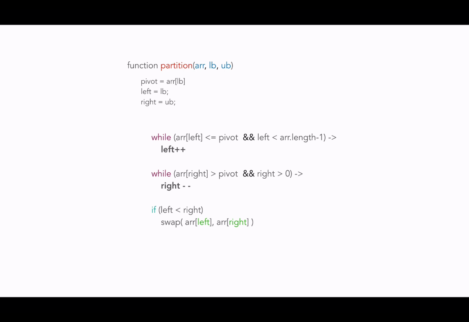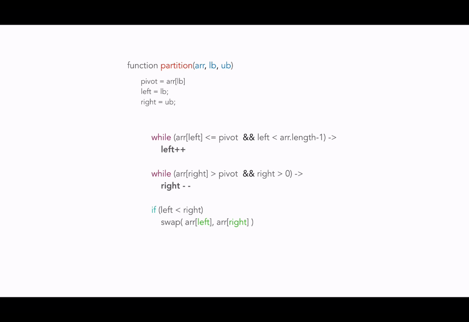So this is the core partitioning logic. The function will have array, lower bound and upper bound as input parameters, and we will always take the first element as the pivot, which is present at the lower bound. Left is the first and right is the last element. Now we will increment the left pointer if the left pointer element is smaller than or equal to the pivot and when left pointer is less than length minus 1, because it shouldn't go out of the array bound, right?